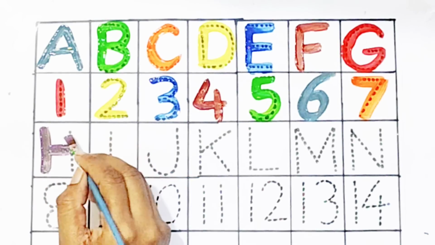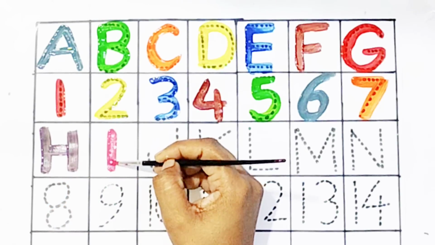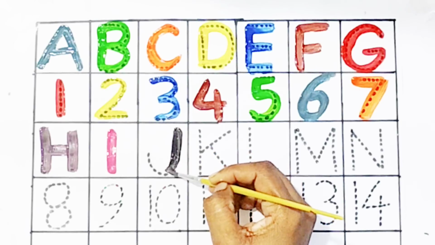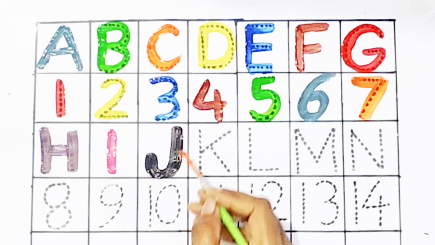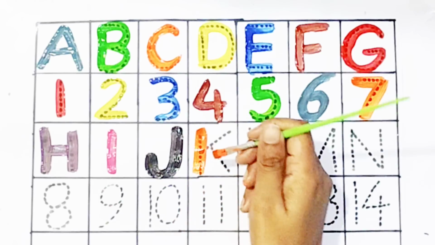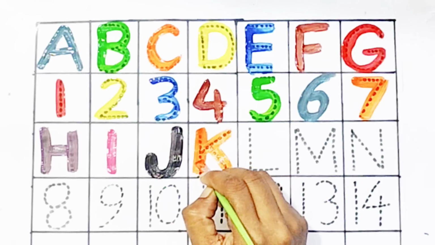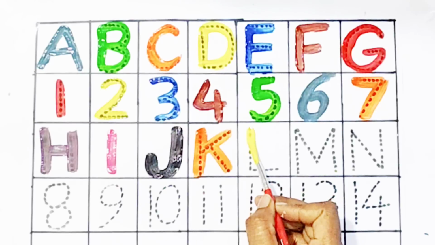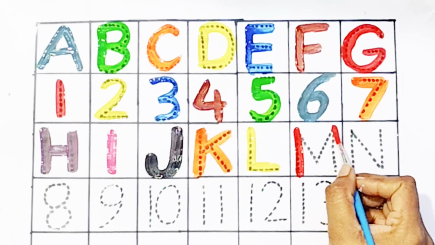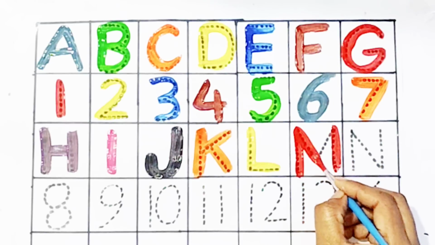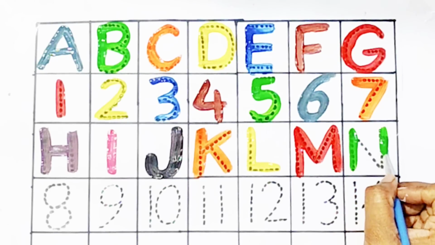H, I, J, K. The wheels on the bus go round and round, round and round. The wheels on the bus go round and round, all through the town. N, the wheels on the bus.